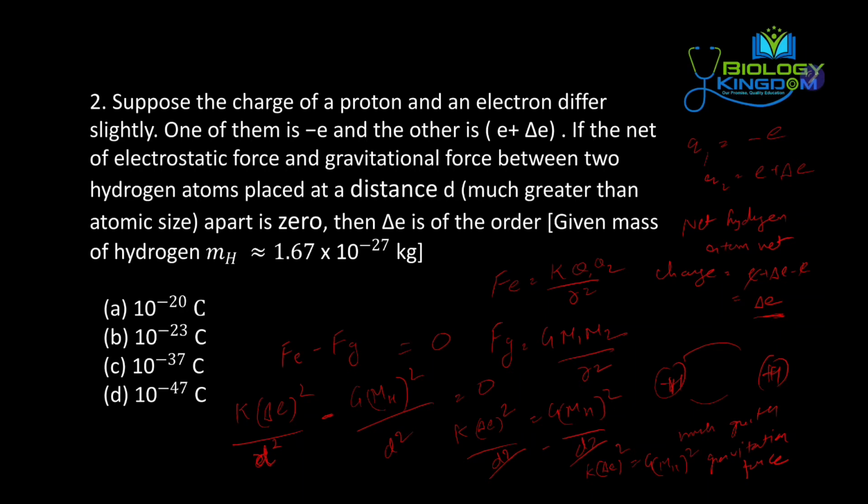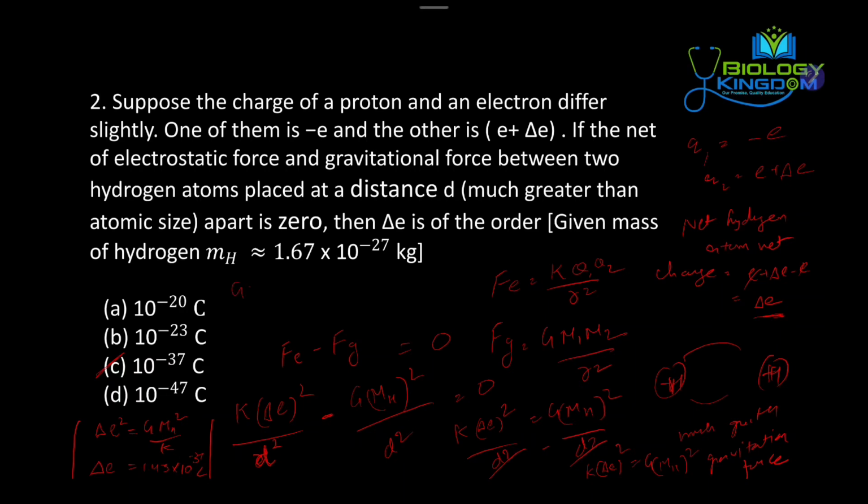To find the value of delta E, we'll move the other terms to the other side. So it becomes delta E square is equal to G mH square upon k. By putting in the values, we get the value of delta E as 1.43 into 10 raised to power minus 37 coulomb. We can see it is approximately equal to option C, so option C is the right answer. I hope you understood this. We'll just put the values here. I haven't done that, you can do that.